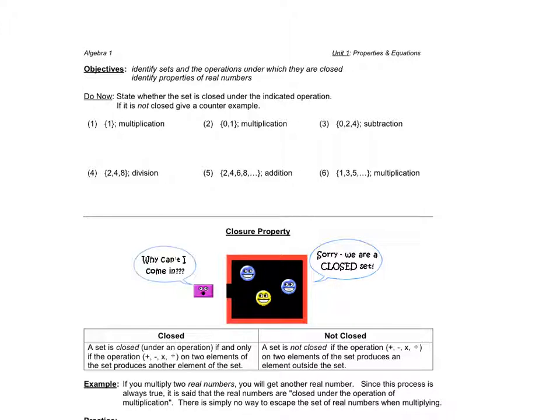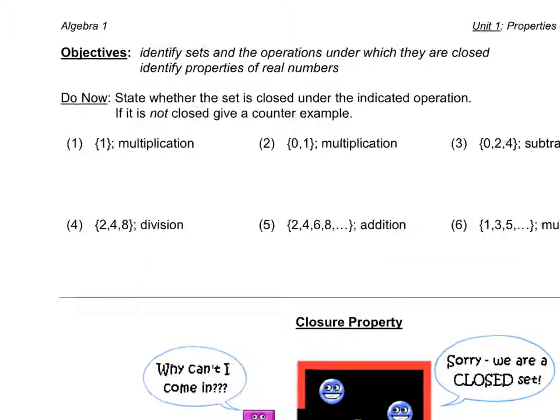So when you're going through these examples, you're doing it with an eye on, I have a set and an operation. If I were to operate on this set, will I get only a value within that set? All right? So the number 1, is that closed under multiplication? Yeah.